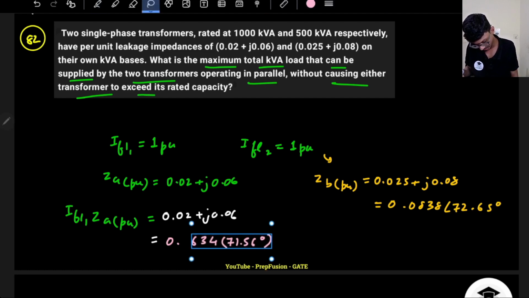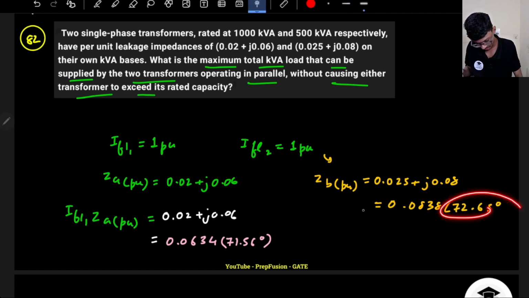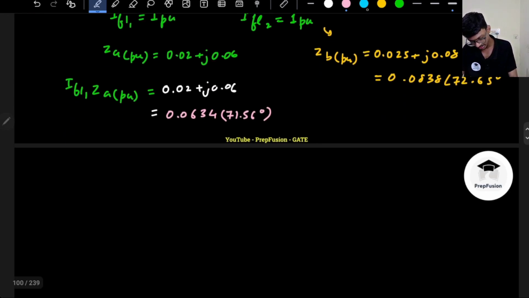I'll just quickly verify it again. I guess I missed a point. So these angles are almost the same. Okay, this is the square root of 0.02 squared plus 0.06 squared. Yeah, I missed a point, sorry. So which one is greater? Which drop is greater? So I see basically my IFL, this is not 2 actually, sorry, IFL B and IFL A, right?